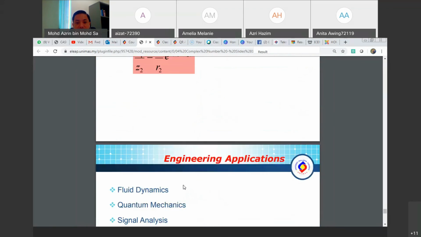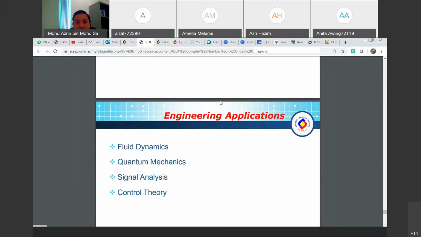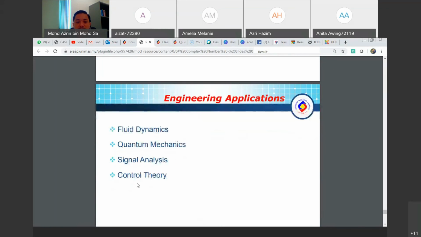That's the end. And there are some engineering application where you will use the complex number mostly in fluid dynamics, quantum mechanics, signal analysis, and control theory. So control is mostly robotics, signal more on electronic part, quantum mechanics, and fluid dynamics is more fluid dynamics mostly kita guna lah kan.